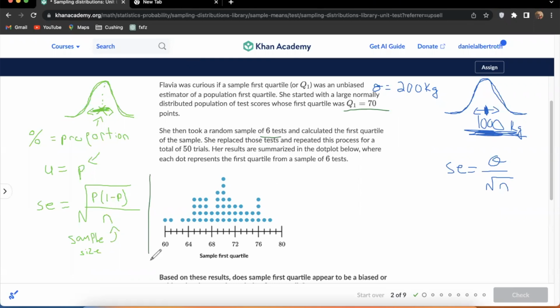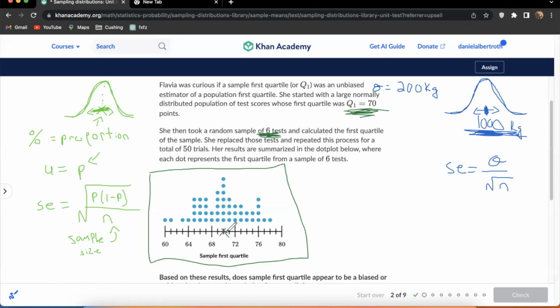So what you see here is a dot plot. It's a graph of all the samples of 6 tests that she took. And what she did is she took 6 tests again and again and again, and she calculated the first quartile of those tests. She was looking for the number 70. 70 is what we're expecting. 70 would be reasonable because that's the first quartile of the population. That number appears to be here, 70.